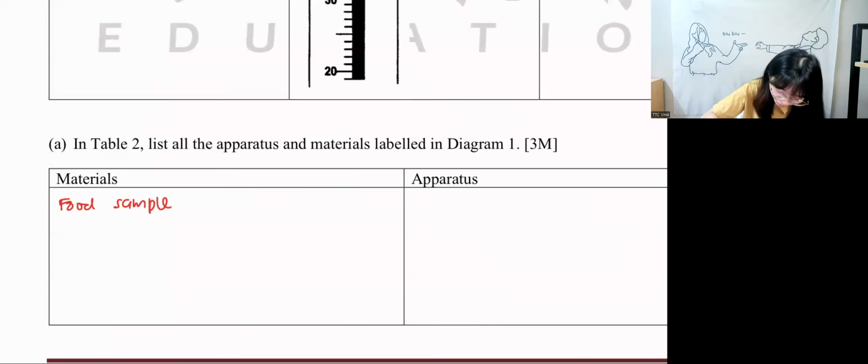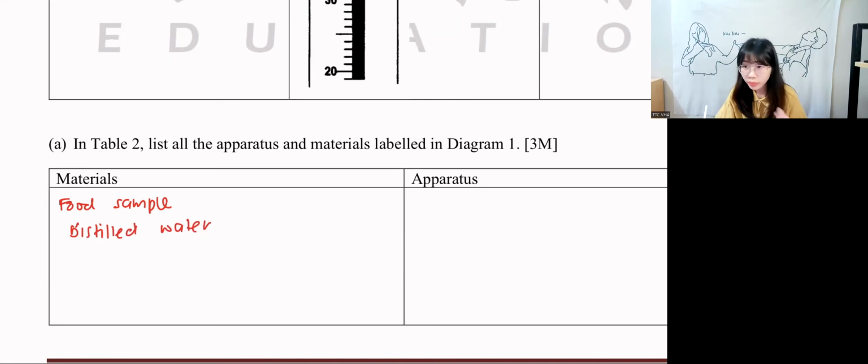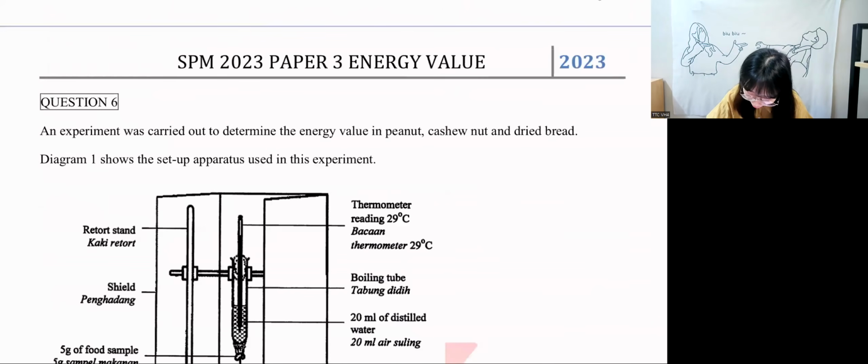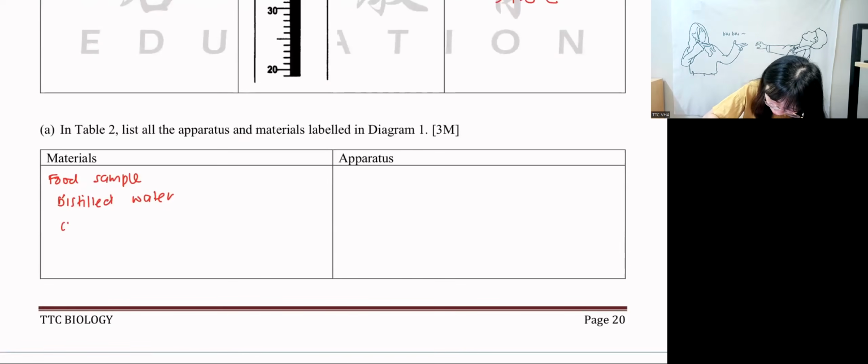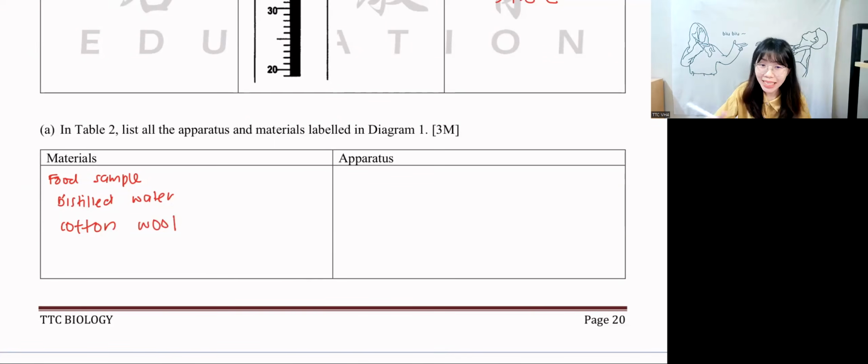Okay, next, beside type of food, we have distilled water, correct? Distilled water cannot be reused. Cotton wool cannot be reused, correct? You can write cotton wool. Actually, you can check whether the question has cotton wool or not, or they use cork. Sometimes they use cork, okay? So we have cotton wool. One more thing, plasticine. Plasticine is a material.